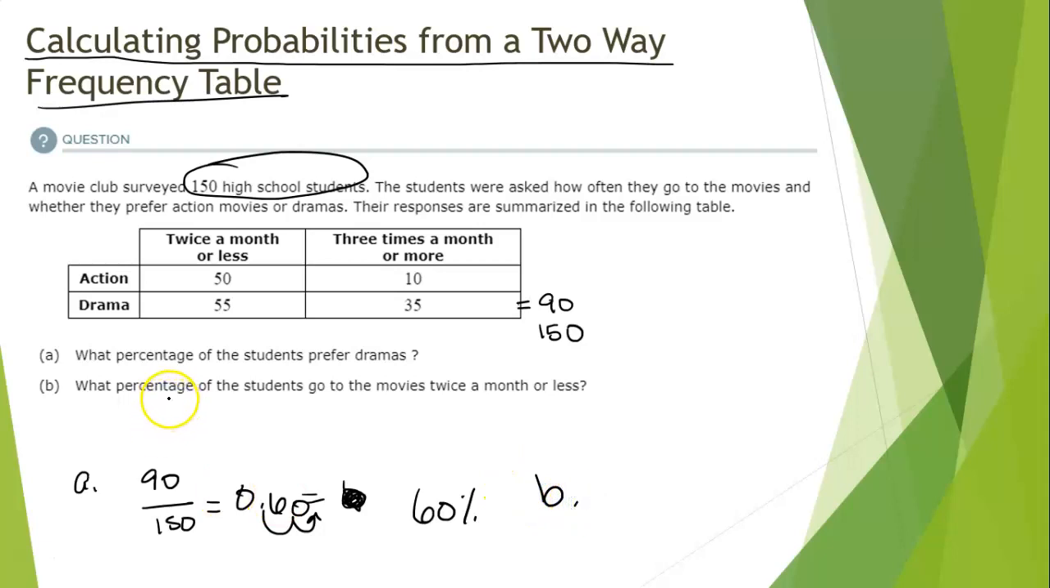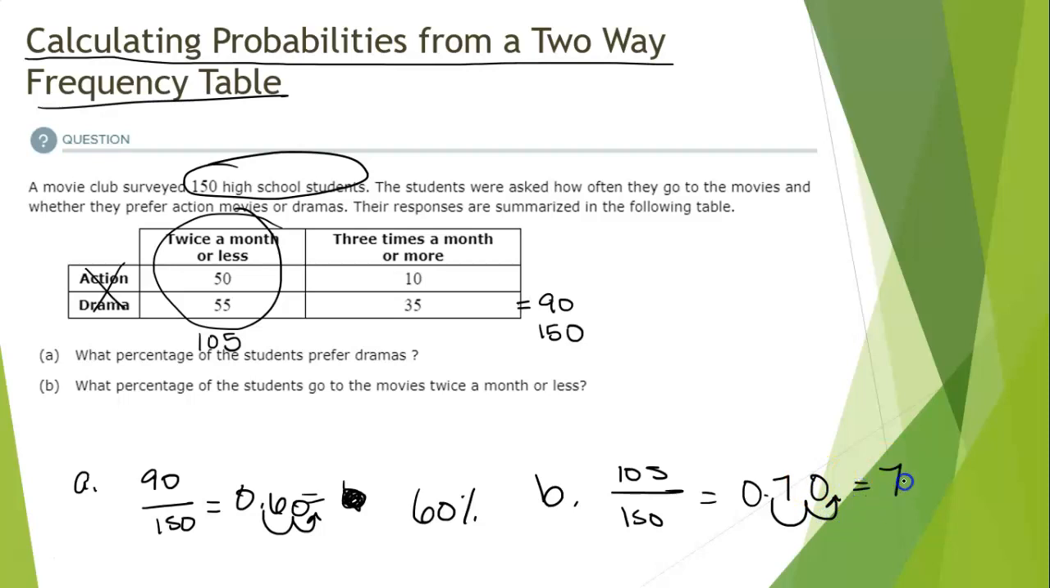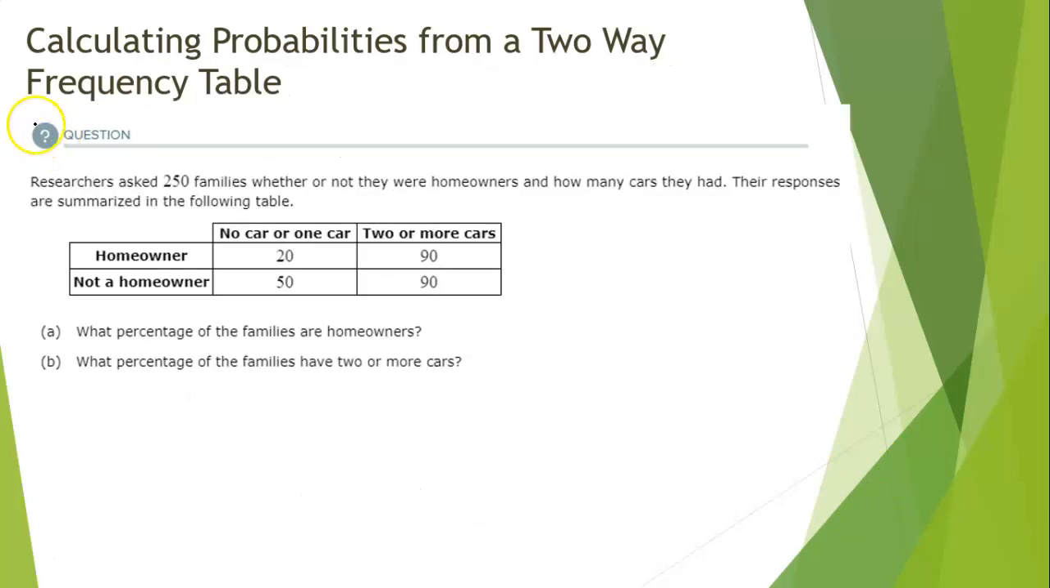For B, it says, what percentage of the students go to the movies twice a month or less? Notice it doesn't ask anything about action or drama. It only asks about twice a month or less, so we need the total of those. If I add 50 and 55, I get 105. And a percent should be out of my total, so it's 105 divided by 150, which is 0.7. If I move my decimal point 2 places to the right, then that percent is 70%. You pause the video and see if you can do this one on your own.